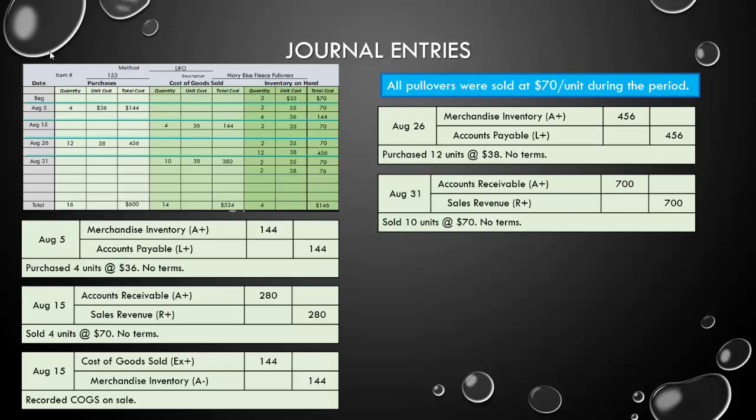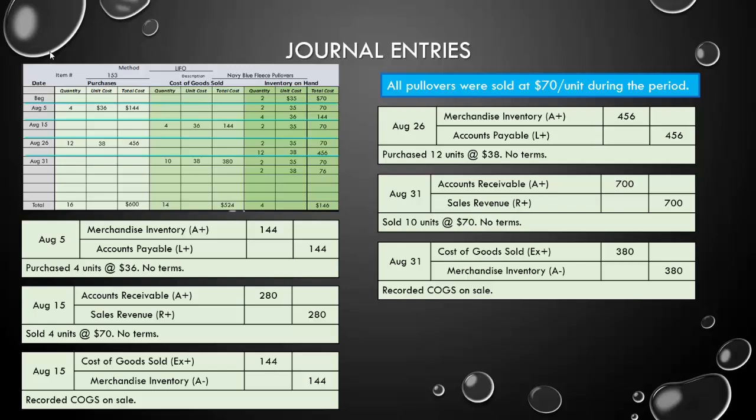Then our second entry is going to record the expense. Our perpetual inventory record tells us that we had cost of goods sold using this LIFO method of $380 on the sale. So our entry would be a debit to cost of goods sold for $380 and a credit to merchandise inventory for $380 to record the cost of goods sold on the August 31st sale.